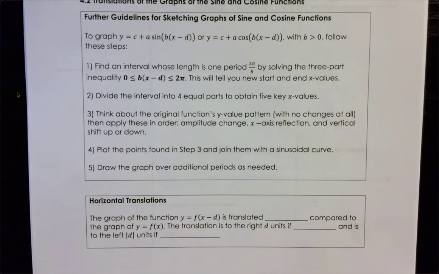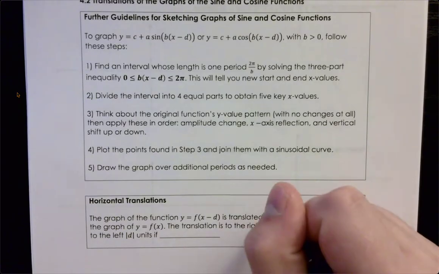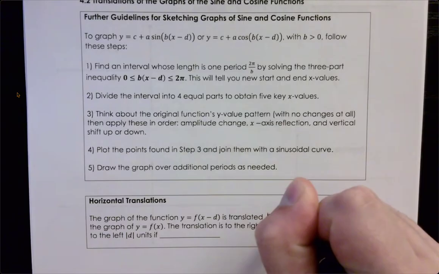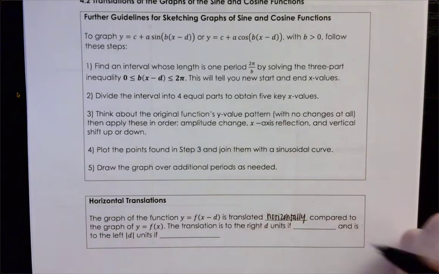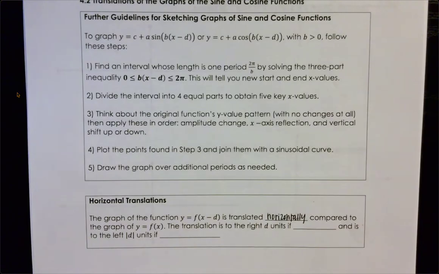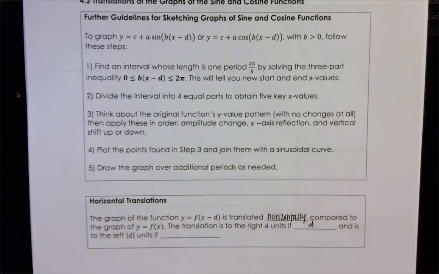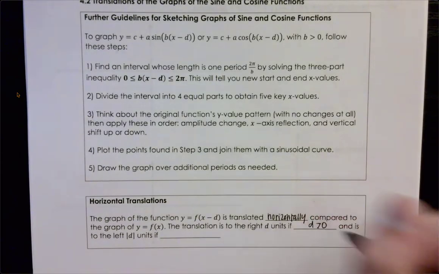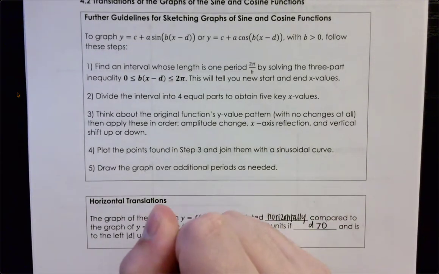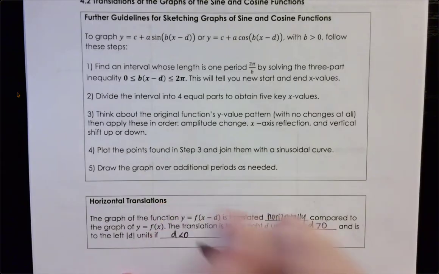So the graph of a function, f of x minus d, is translated horizontally compared to the graph of f of x. It's going to be translated right if d is greater than 0, and translated left if d is less than 0.